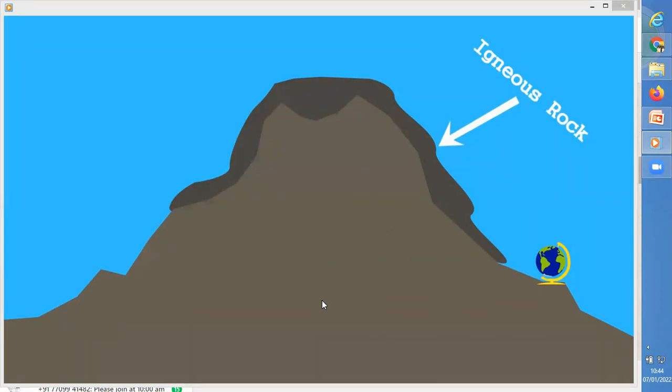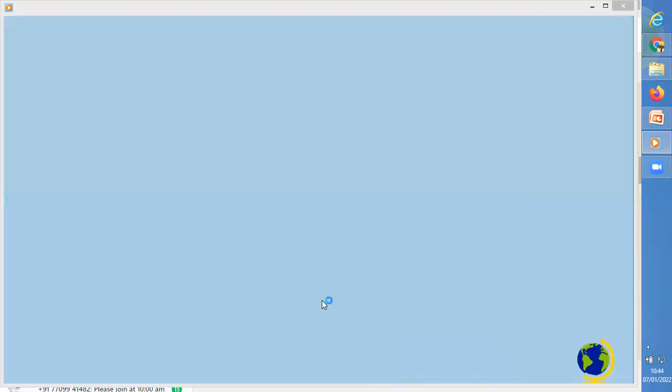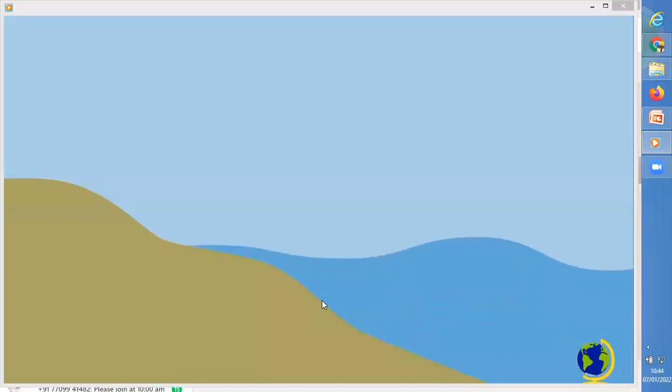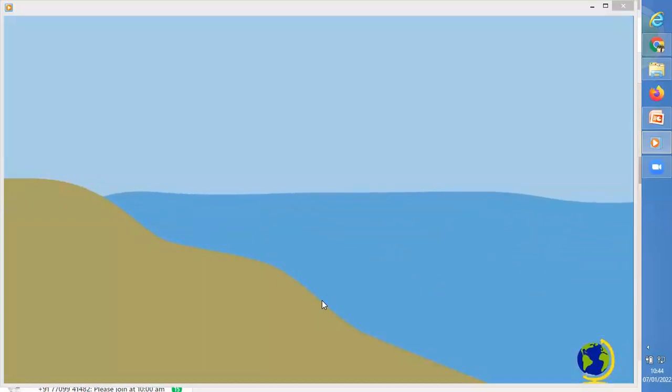Now, let's move on to sedimentary rocks. Sedimentary rocks are easy to identify because of their name. Sedimentary rocks are composed of loose sediments, hence the name. Parts of igneous and metamorphic rocks can become sedimentary rocks through weathering, erosion, compaction, and cementation.